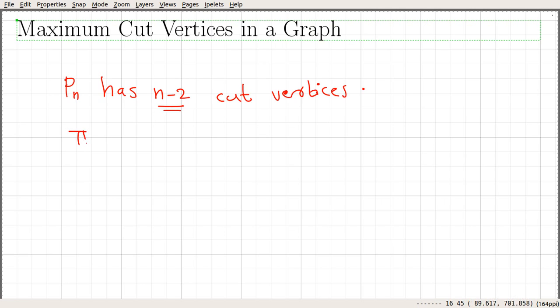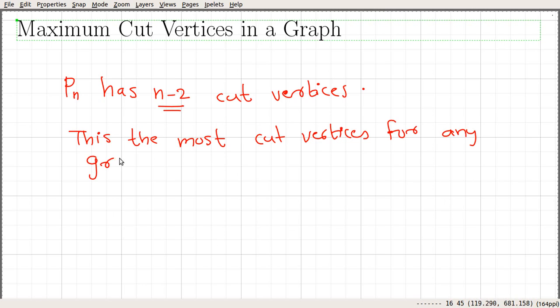Okay, so this particular thing, n minus 2, is going to be the most cut vertices for any graph of order n. So we are going to prove this. If you consider any graph, then the graph is going to have at most n minus 2 cut vertices. You cannot have more than n minus 2 cut vertices.